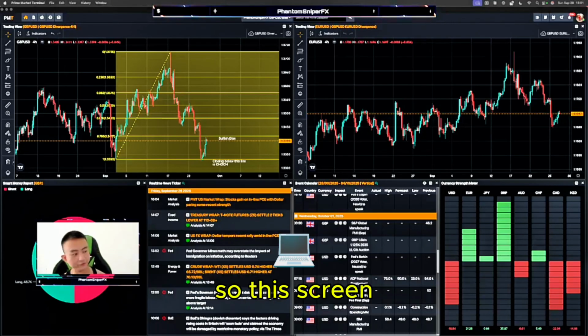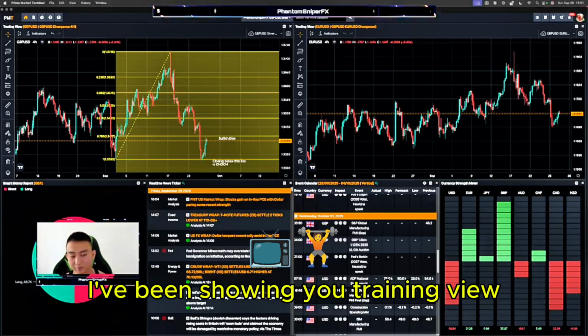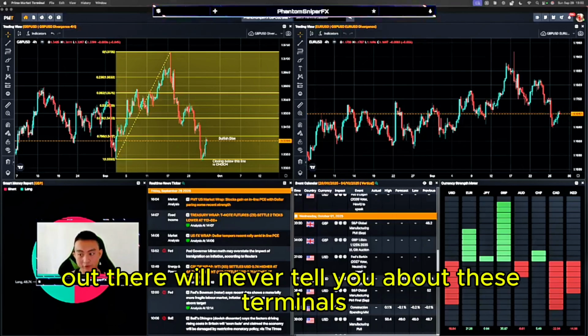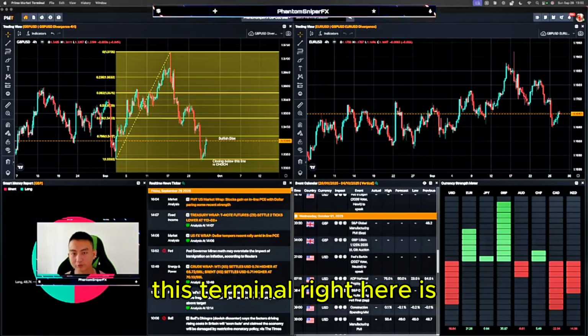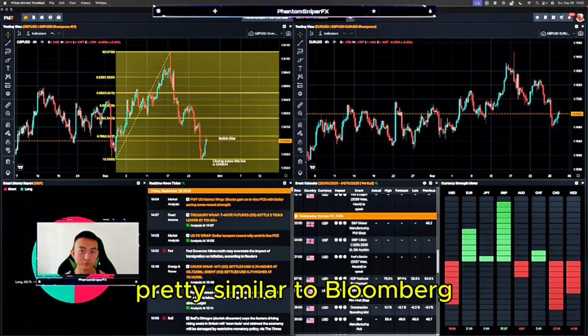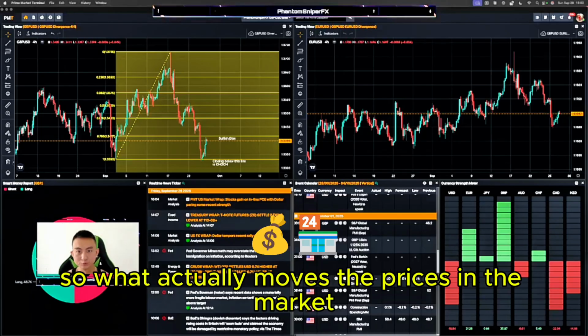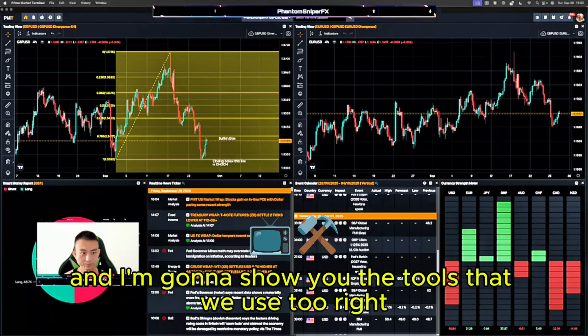So this screen right here is a different screen than the one I've been showing you. I've been showing you TradingView, but this is actually a terminal, and a lot of the Forex gurus out there will never tell you about these terminals because this gives you an edge in the market. This terminal is pretty similar to Bloomberg, except it doesn't cost you $10,000 a year to use. So what actually moves the prices in the market, I'm going to show you, and I'm going to show you the tools that we use too.